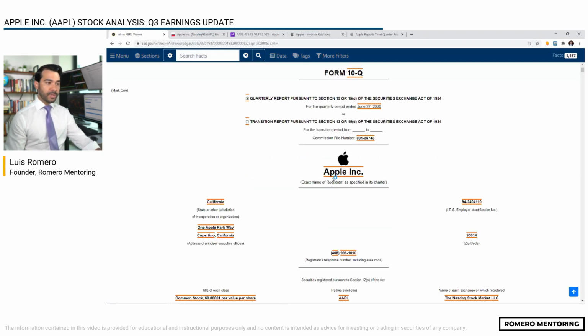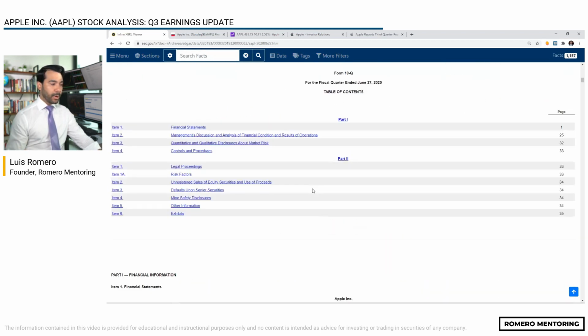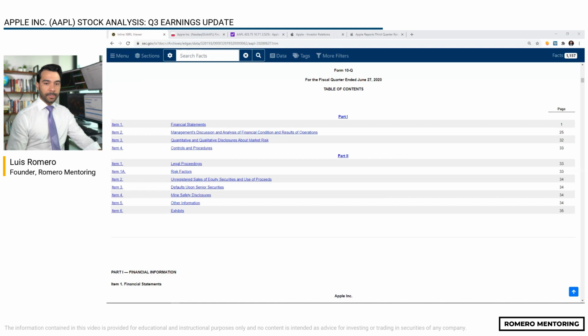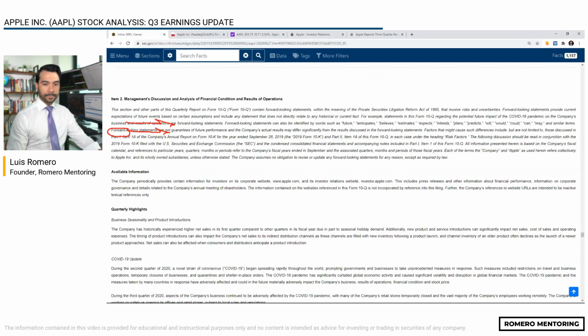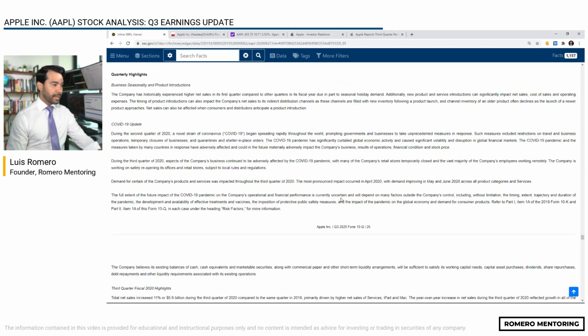You would go through this 10Q form, and of course you need to familiarize yourself with it. But I'm just gonna show you what you need to pay attention to. You need to pay attention to item number 2, okay? Management discussion and analysis. You can also look at item number 1, which is the financial statements for the quarter. If I click on item number 2, this gives you a lot of information and insight into how the company actually performed.